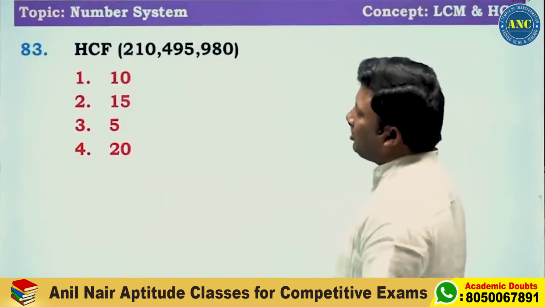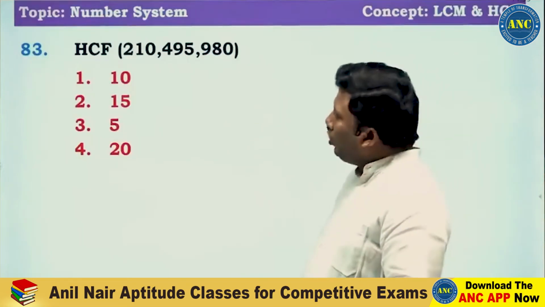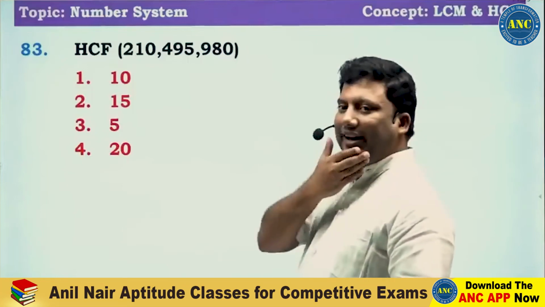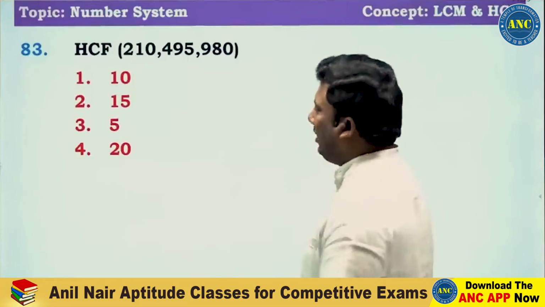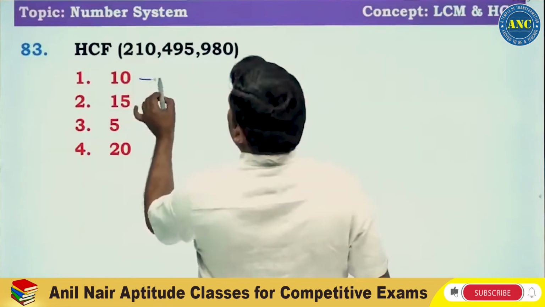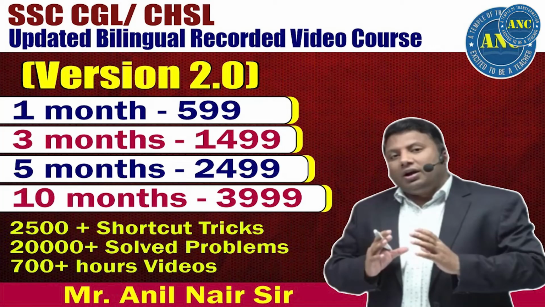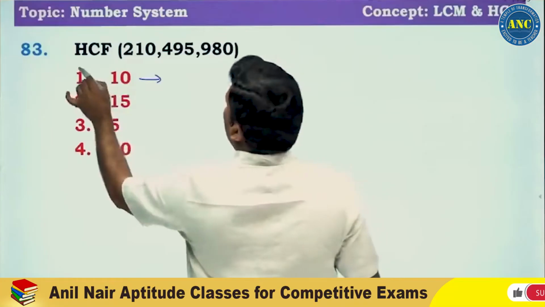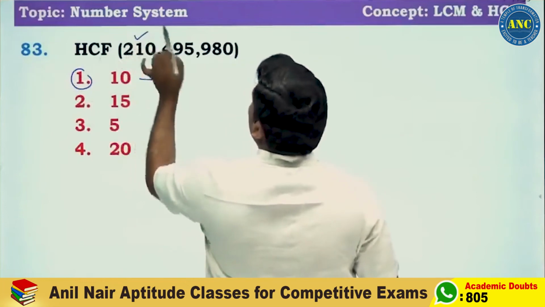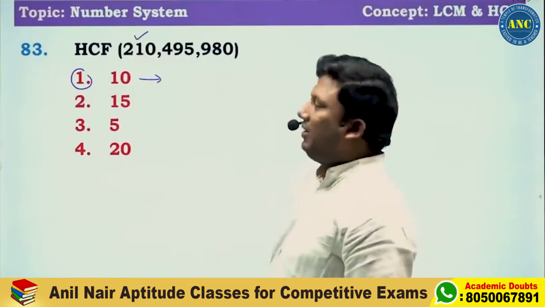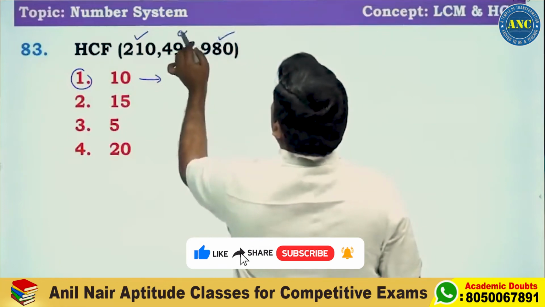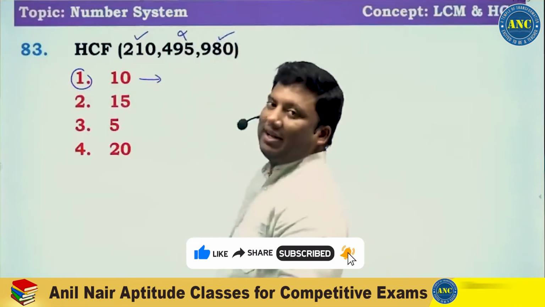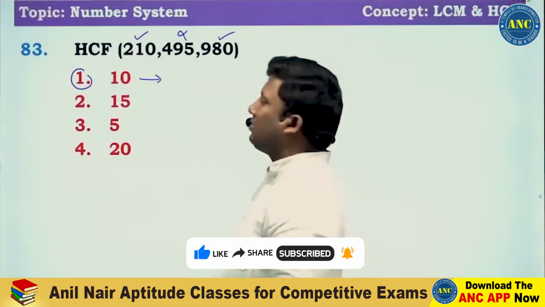Let us solve it logically. HCF of 210, 495 and 980. If I take the answer as 10, all of them must be divisible by 10, only then the answer will be divisible by 10. If I take any number divisible by 10, unit digit will be 0. These are divisible by 10. All of them should be divisible by 10.